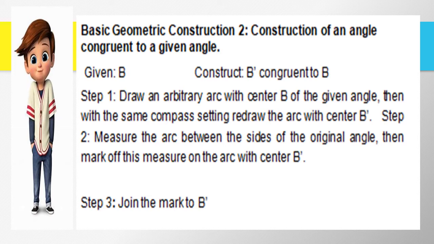Step 1. Draw an arbitrary arc with center B of the given angle. Then with the same compass setting, redraw the arc with center B'. Step 2. Measure the arc between the sides of the original angle, then mark off this measure on the arc with center B'. Step 3. Join the mark to B'. It's easy, you know it?